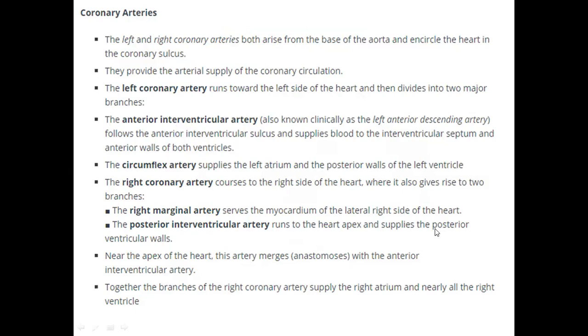while the posterior interventricular artery runs to the apex of the heart and supplies the posterior ventricular walls. Remember that we said before that the posterior wall of the left ventricle is supplied by the circumflex artery. But this posterior interventricular artery does not supply only the right ventricular wall posteriorly. It supplies both ventricles; it supplies the posterior aspect of both ventricular walls. So it gives a better supply than the circumflex artery.